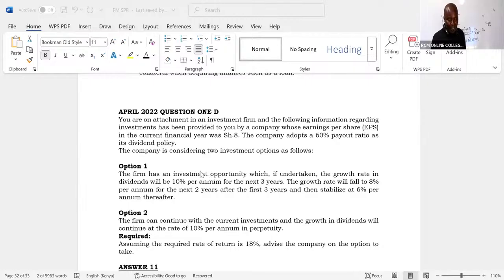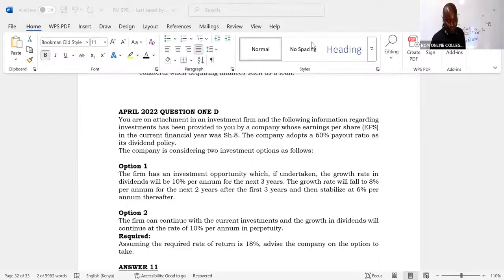This is a problem here. The farm has an investment opportunity which, if undertaken, the growth rate in dividends will be 10% per annum for the next 3 years. The growth rate will fall to 8% per annum for the next 2 years. I think this "after first 3 years" is misplaced here. Yeah, for the next 2 years, after the first 3 years, it's correct. And then stabilize at 6%. There is no problem. So, ladies and gentlemen, this one, I will be able to get it very well.